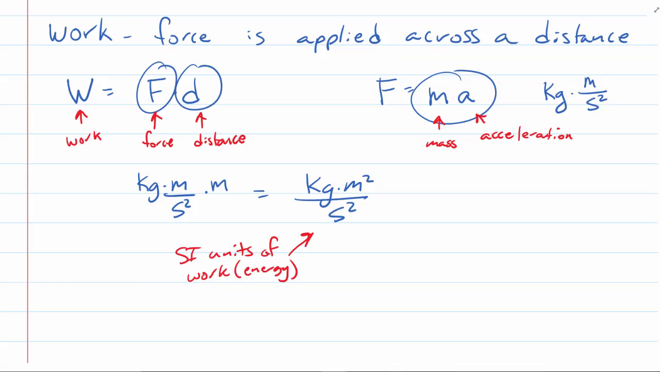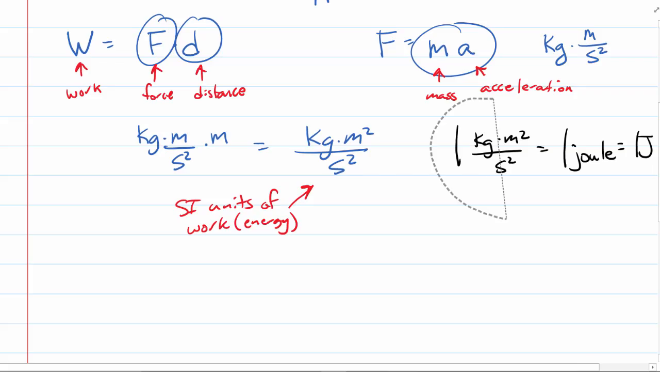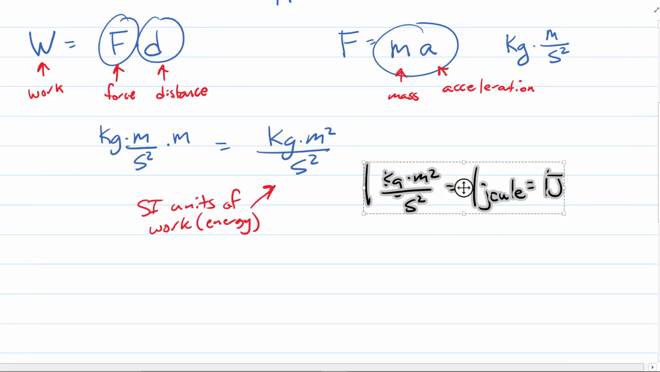And what we do then is we say that if we have 1 kilogram dot meter squared per second squared, we define this quantity as being 1 joule of energy, and we abbreviate the joule with a capital J. So again, by definition, these are what we have.